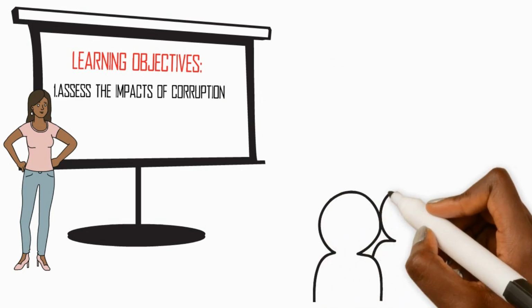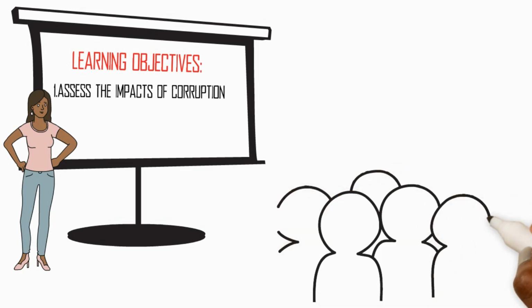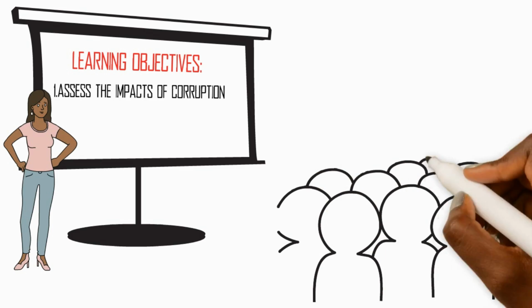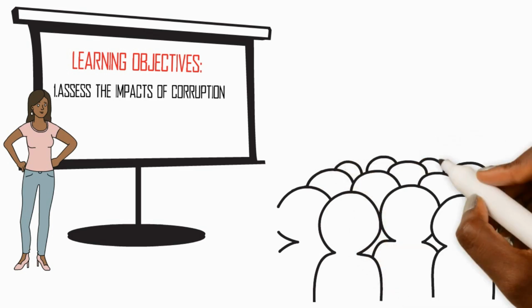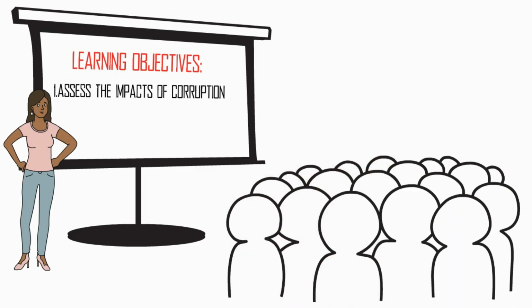In our previous lesson, we learnt about the causes of corruption from the stories told by Mr. Adade. Do you remember the causes of corruption? Today, we'll be discussing the impacts of corruption.